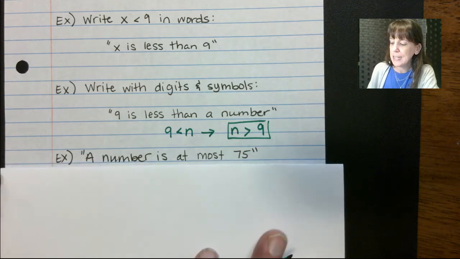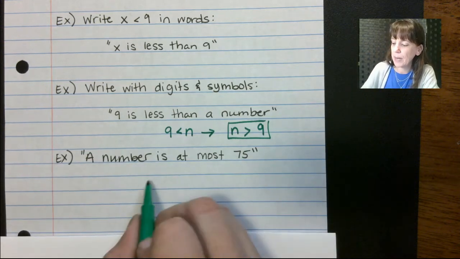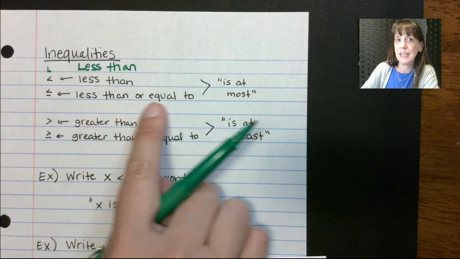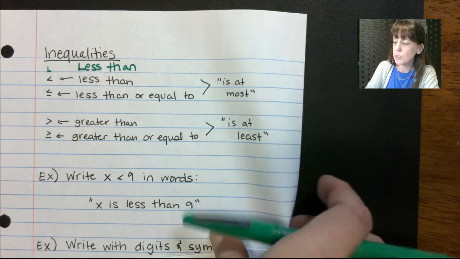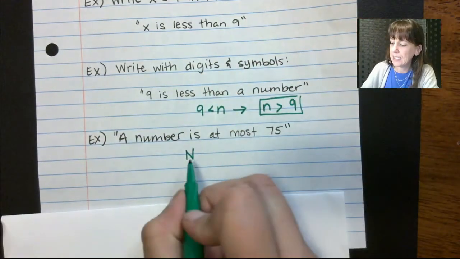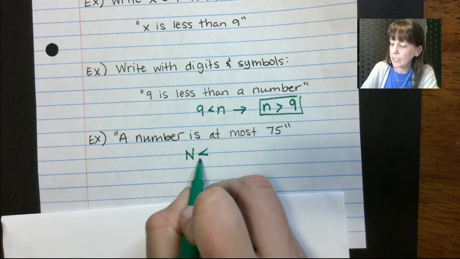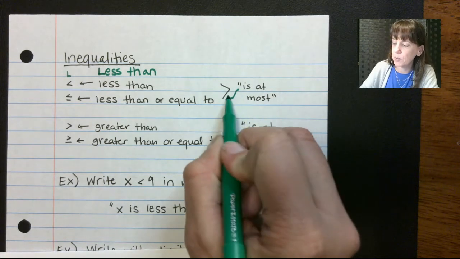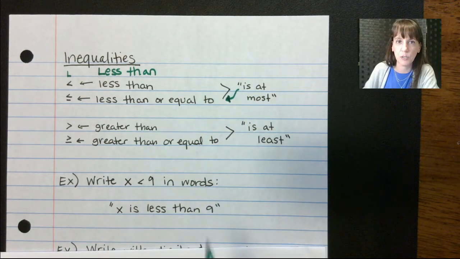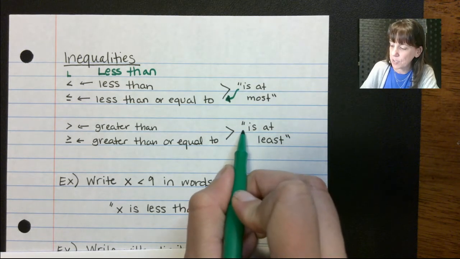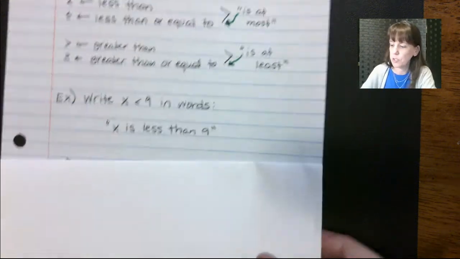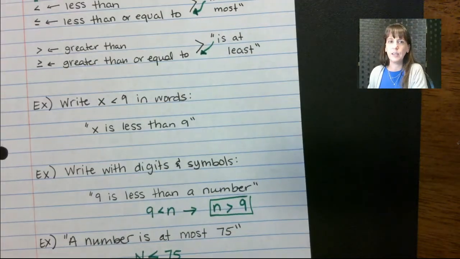All right, a number is at most 75. So a number, and remember, is at most is going to be less than or equal to here. So we say is less than or equal to 75. Now, I realized I put this arrow here. It's probably more accurate to say, because is at most, we would use the equal to. Is at least, then we would use the equal to as well. So make sure to use the equal sign when you're doing those. Okay, so a number is at most 75.